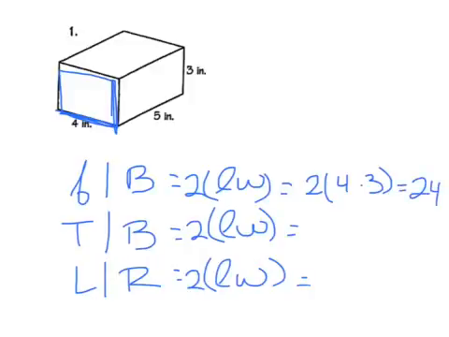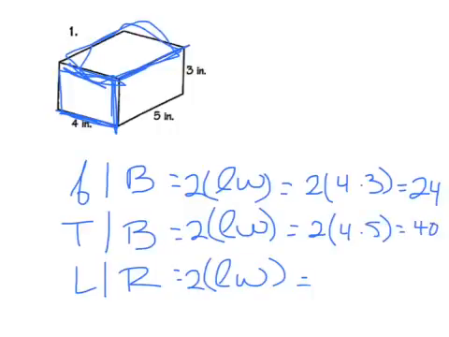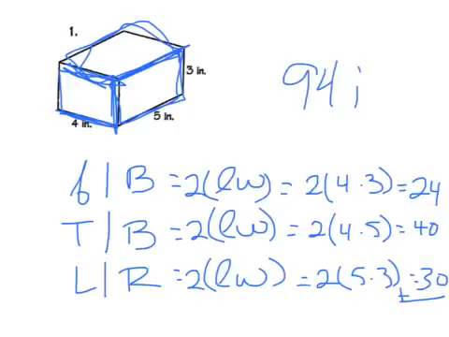Now let's do our top and bottom, and again, we're going to multiply it by 2. So here's my top and my bottom. It would be this length, which is 4, and this length, which is 5. So 4 times 5 is 20, times 2 is 40. And then lastly, my left and my right. That would be these sides right here, which would be 5 and 3. 5 times 3, which is 15. 15 times 2, which is 30. Now we just need to add all of these up, which would be 94 inches squared.